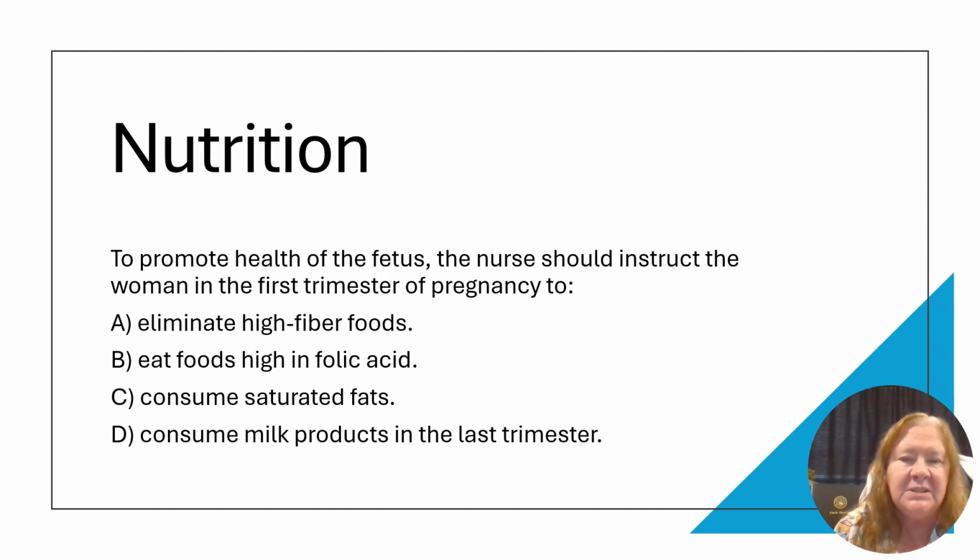entire pregnancy. So that last answer choice, milk products in the last trimester, you might pick that because you're thinking, yes, milk products are important. Yes, they are, but they are important during the entire pregnancy. So that wasn't the best answer. The best answer is foods high in folic acid to prevent neural tube defects in the fetus. All right, next question.